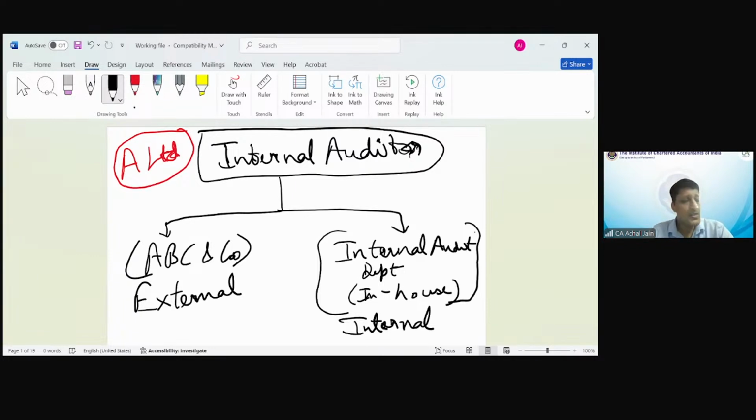Now, in this case, some of the things which are important for us to understand. What is the role of the internal auditor? Can you tell me? What is the role of the internal auditor? Over to you quickly.